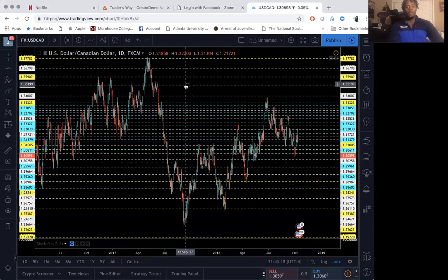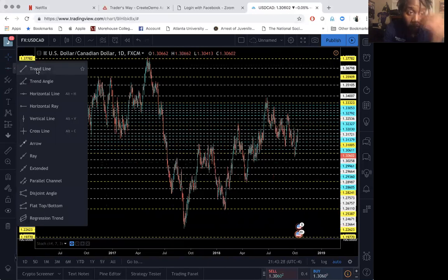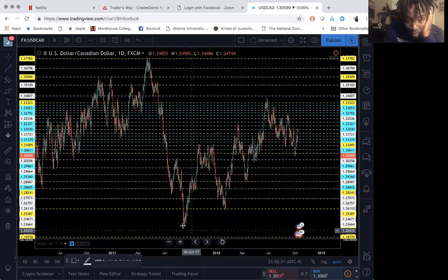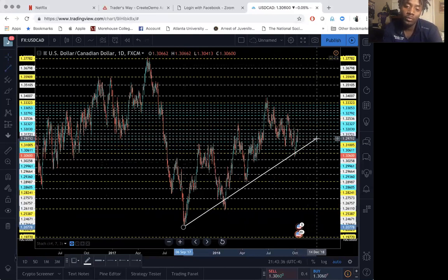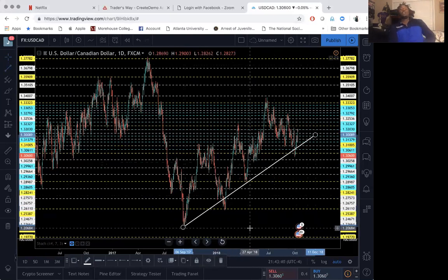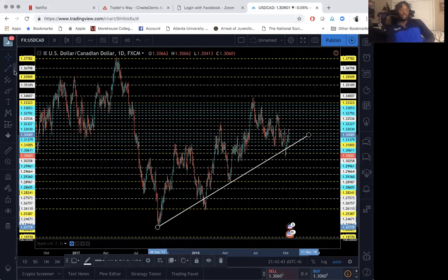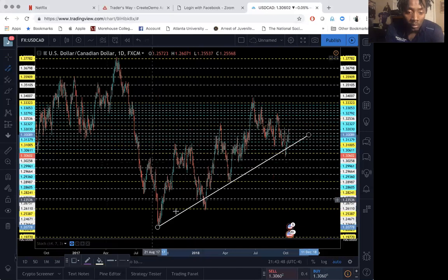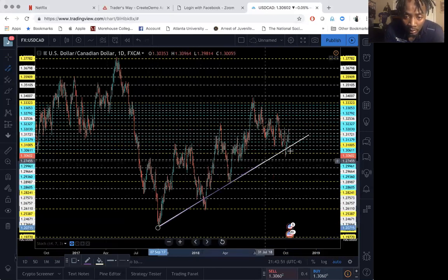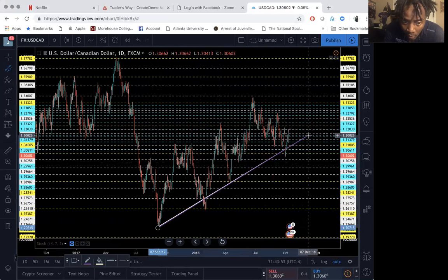A channel would just be two parallel trend lines. So we can go over here to where we were using the horizontal lines, right? And we could draw a trend line to the bottom side, right? So boom. If we're gonna go parallel to that, I'm gonna go back to this trend line and do a parallel channel. I'm gonna go from this line and just pretty much stay on it.